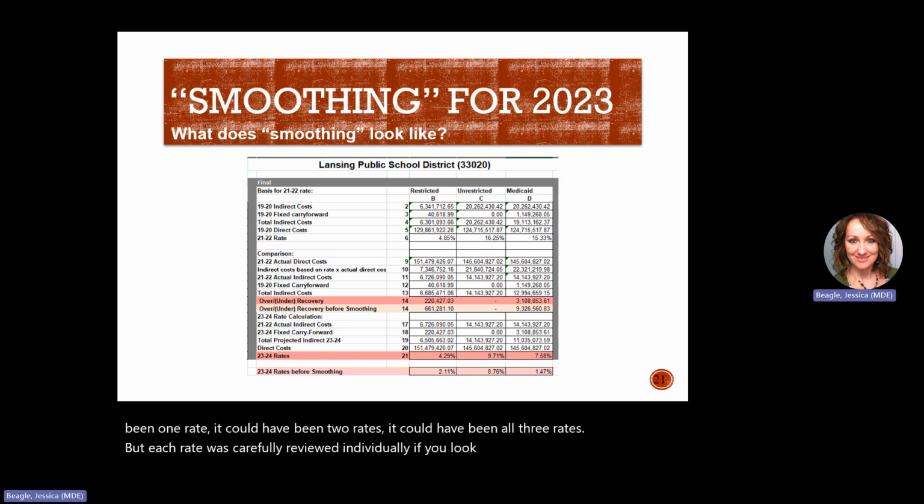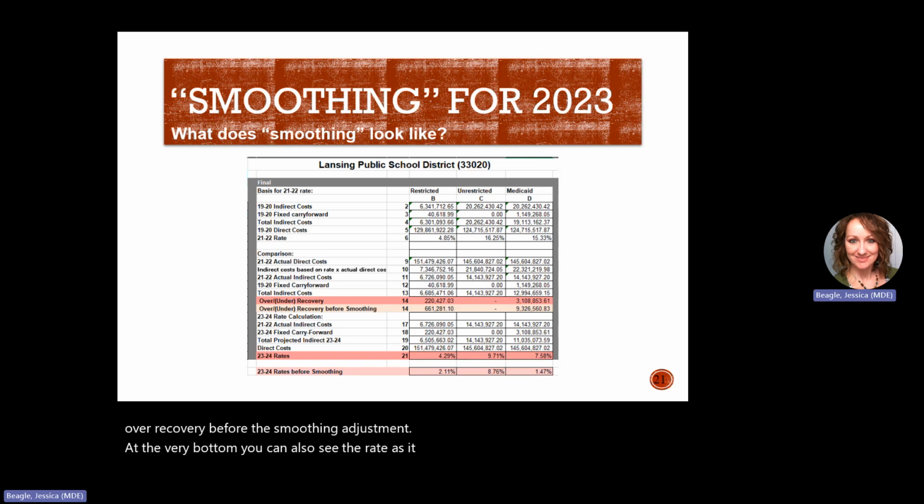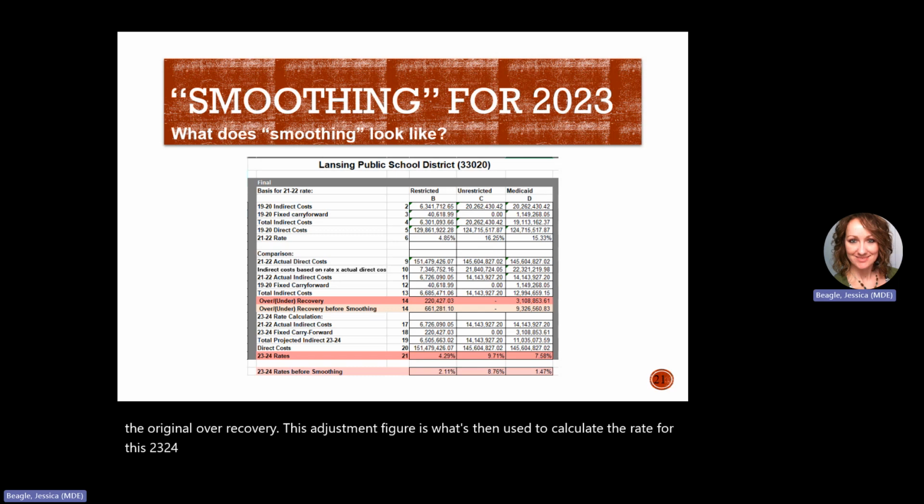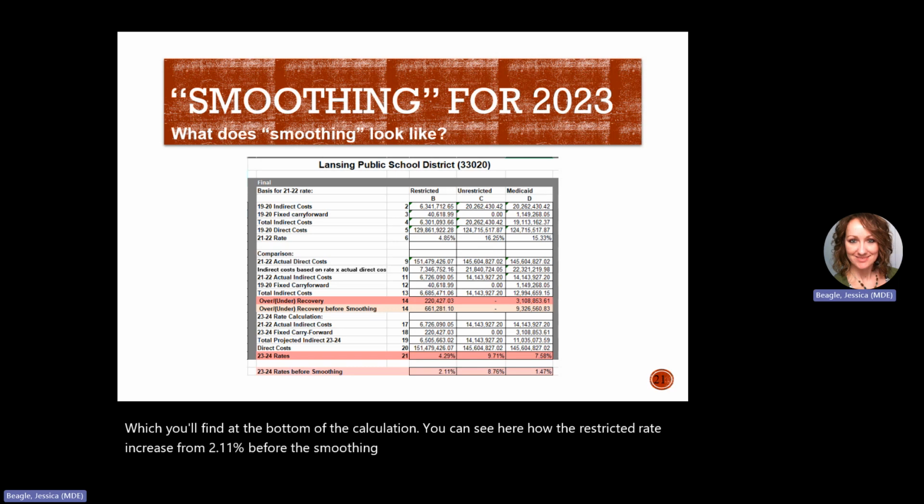If you look at the example, take a look at the over recovery before the smoothing adjustment. At the very bottom, you can also see the rate as it stood before the smoothing. The darker over recovery line represents the adjusted over recovery after smoothing. It's 1/3 of the original over recovery. This adjustment figure is what's then used to calculate the rate for this 23-24 year, which you'll find at the bottom of the calculation. You can see here how the restricted rate increased from 2.11% before the smoothing to 4.29% after smoothing.